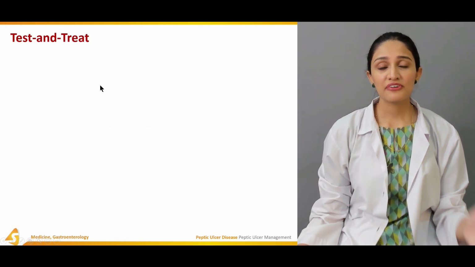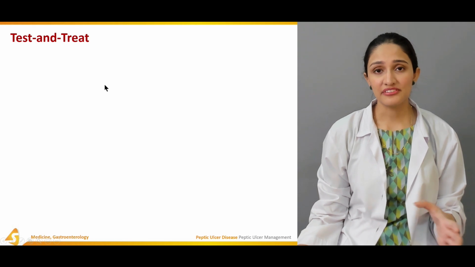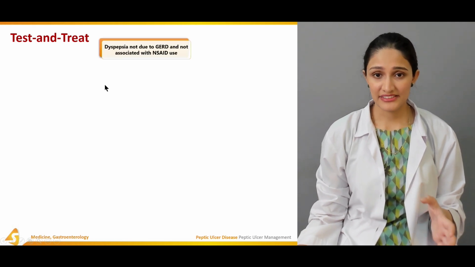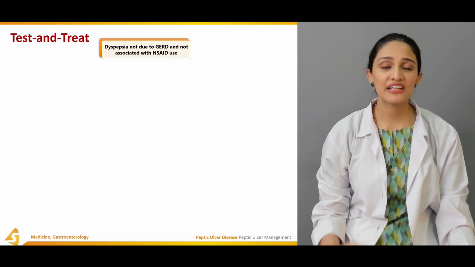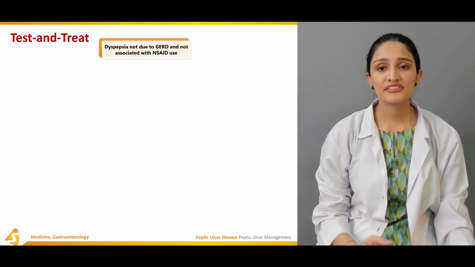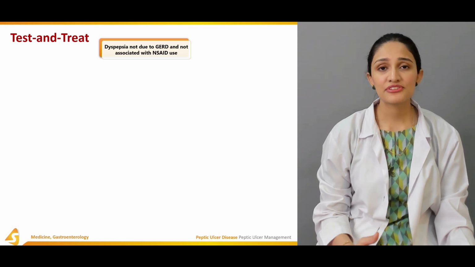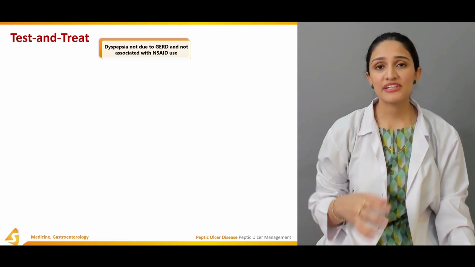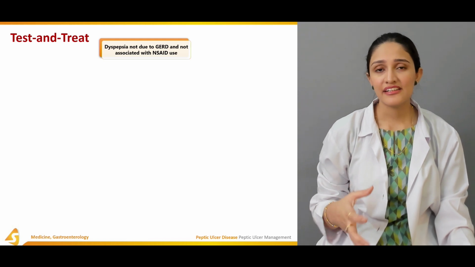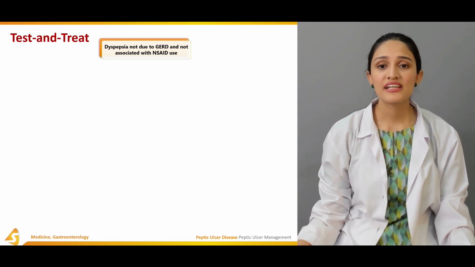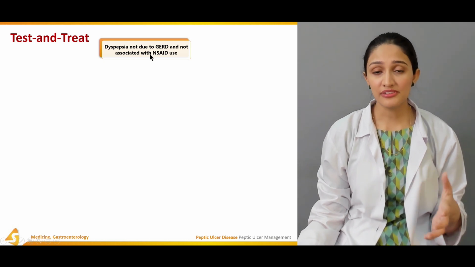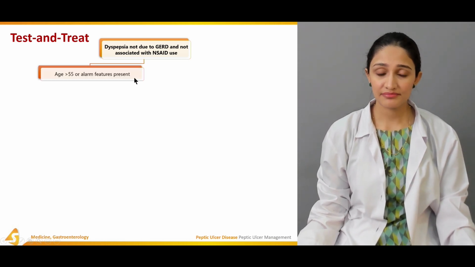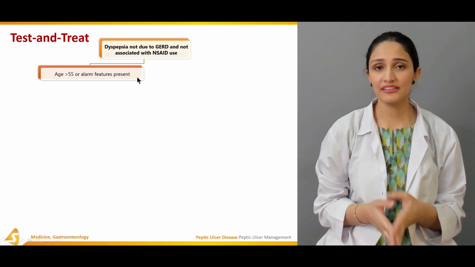So now if we talk about test and treat, this is very important regarding peptic ulcer disease. If there's a patient who presents with dyspepsia and you've ruled out gastroesophageal reflux disease, and the patient does not take any NSAIDs or aspirin, so this type of dyspepsia should be ruled out. So how do we rule it out? First of all, we are going to see the alarm features.